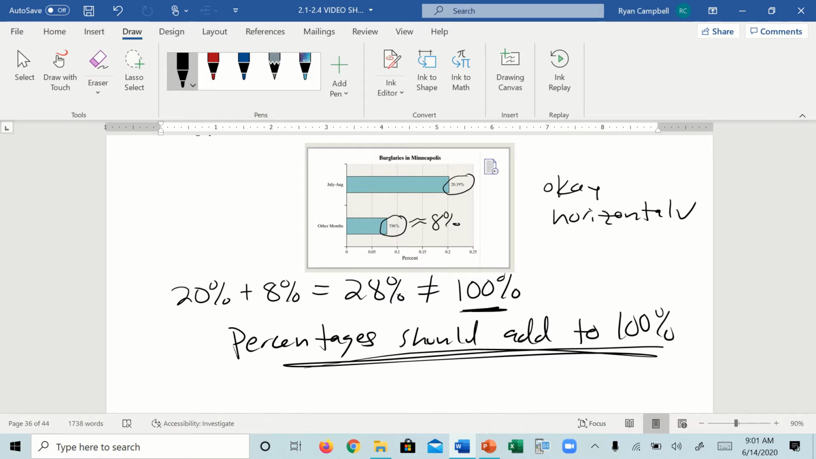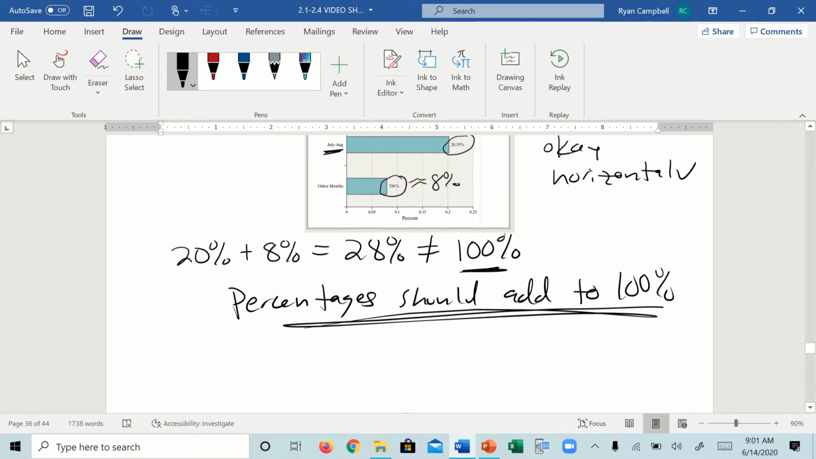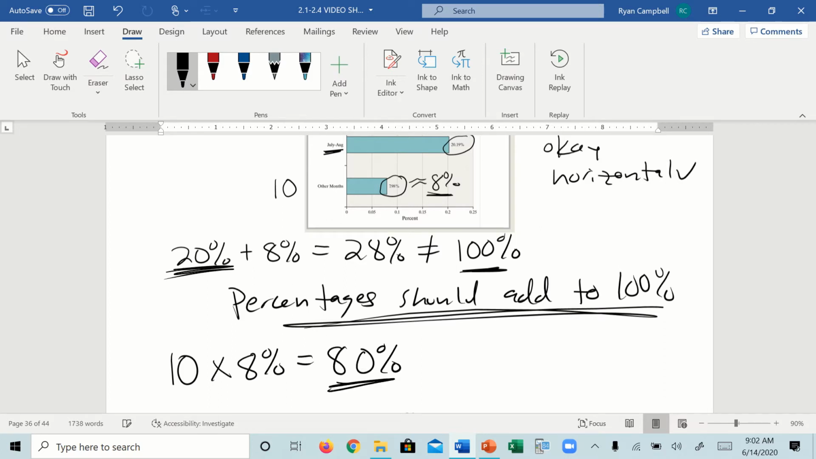But if we actually look at what's going on, we can see that 2 of the months have about 20%. So how many other months would there be? There'd be 10 of them, right? There's 10 other months in the year. If each of these 10 months has about 8%, you see that's what they're doing. They're combining 2 of them, but each of the other ones they just leave alone. So 10 months times about 8% gives you about 80%. The 20% and the 80%, that's how we get our 100%.